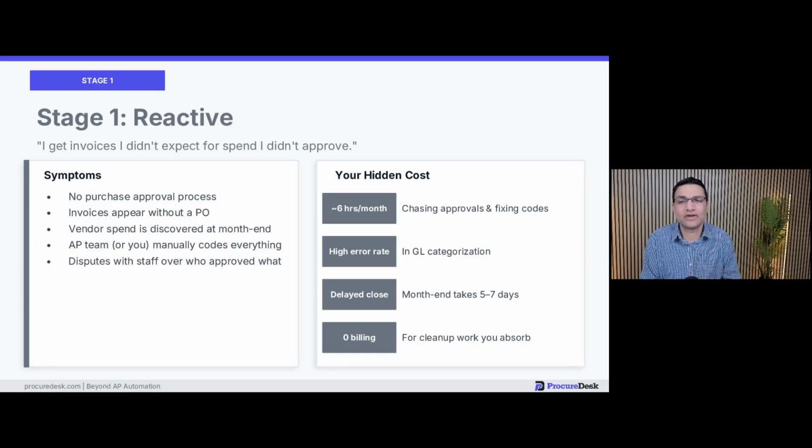If you're serving a client who is more in a reactive mode, your hidden costs are: one, you're probably spending, as I said, 6 hours per month per client. That is pretty consistent with what we have heard from other CAS companies. Second is a high error rate in GL categorization. So the data is not categorized to the right categories or chart of accounts. Third is a delayed close. Your close is probably 7 to 10 days ish, and billing wise, you're not getting billed anything extra for doing that work. You just have a fixed cost.